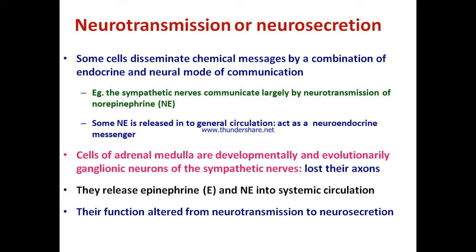Whether it is neurotransmission or neurosecretion, some cells disseminate chemical messages by a combination of endocrine and neural modes of action.